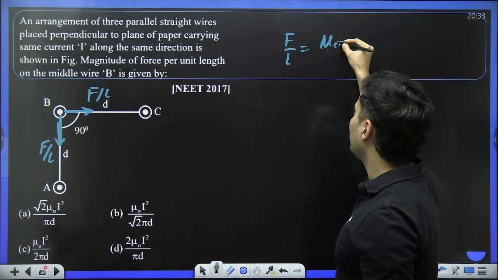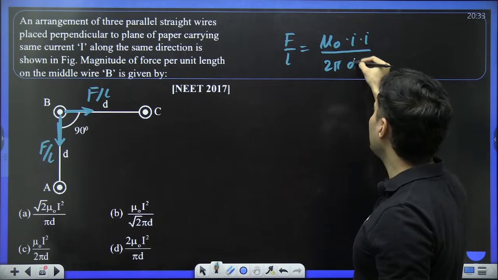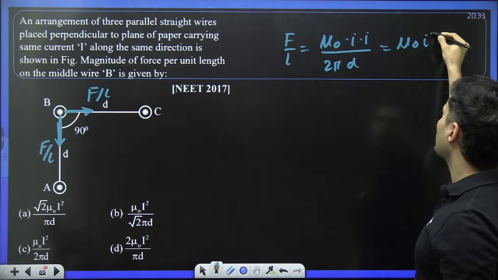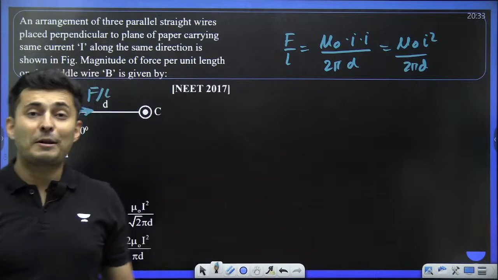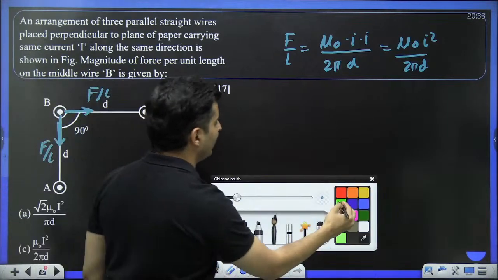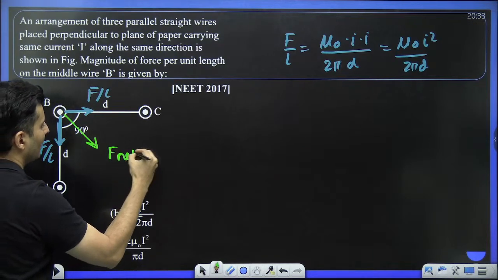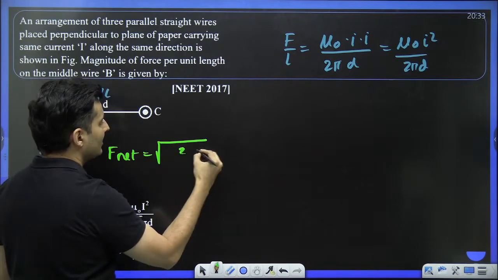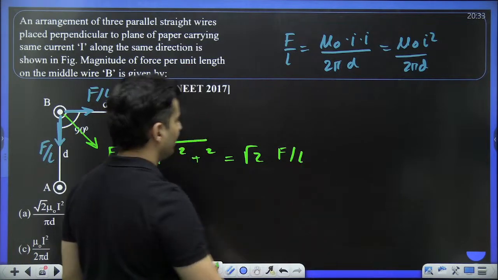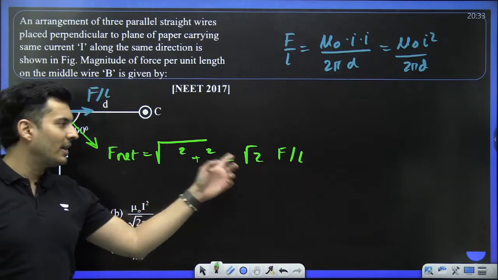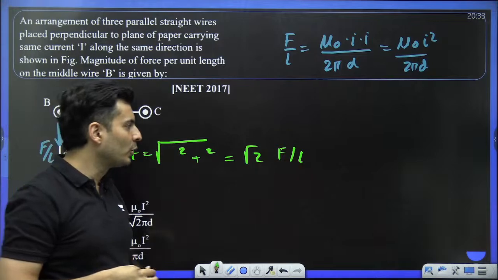That will be mu naught I divided by 2 pi d. D is d. So it is basically mu naught I square by 2 pi d. The forces are perpendicular. So guess where the net force must be? Obviously it must be here. So the net force must be root of this square plus this square, which becomes root 2 times of F by L. Correct? X square plus y square. Both x and y are same. So that's it. It will be root 2 times of that.